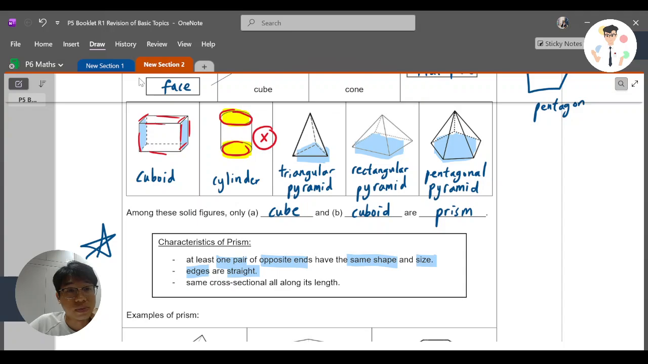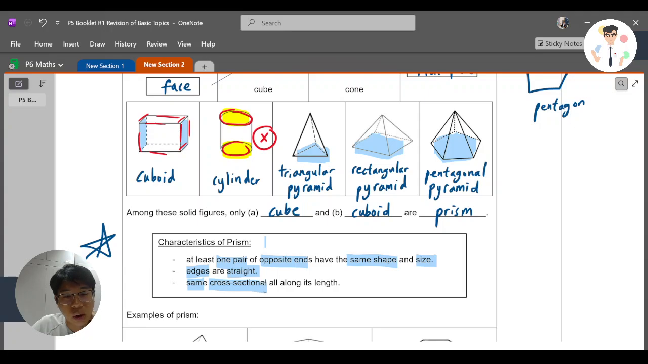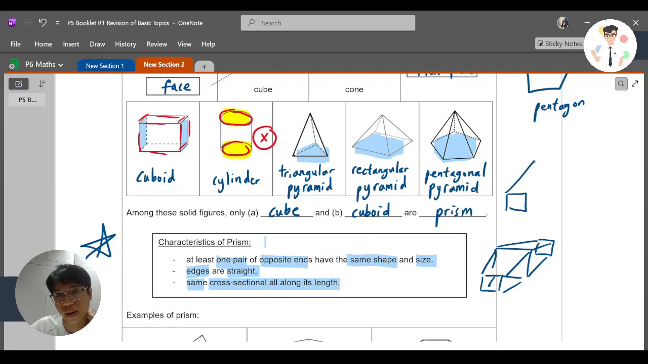Now, the third requirement is a bit funny, but let's look at this. Here it says what? Same cross-section all along its length. Huh? What do you mean? Now, let me just give you an example. Okay, let me just draw. If I have a shape that looks like this, at least one pair of opposite ends. For example, this is the opposite end.